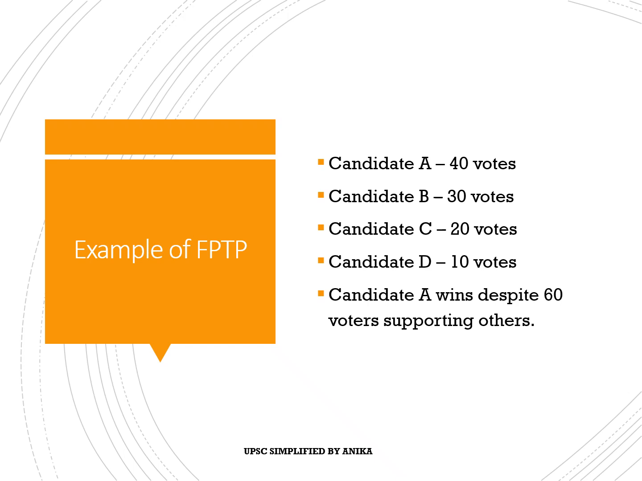Now, we'll be understanding this concept with an example. So, dear students, suppose four candidates contest an election. Candidate A gets 40 votes. Candidate B secures 30 votes. Candidate C gets 20 votes, whereas candidate D gets 10 votes. So here, candidate A wins because they received the highest number of votes, even though 60 out of 100 voters voted for other candidates. This is why the system is called first past the post system.